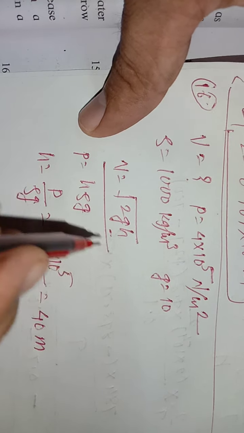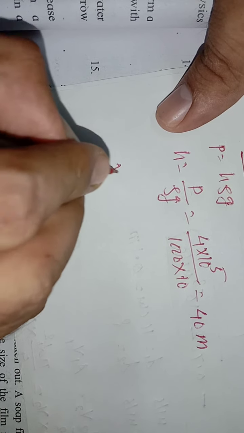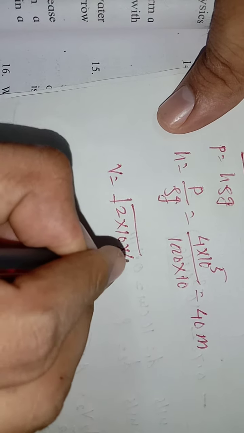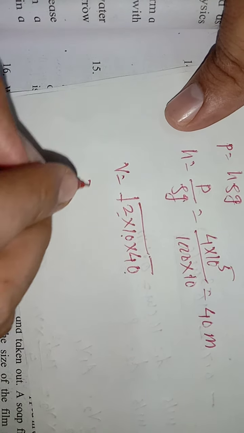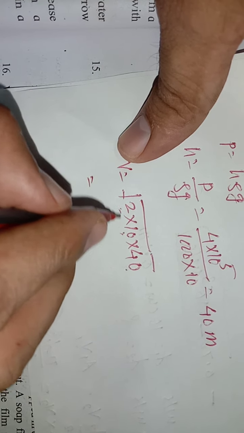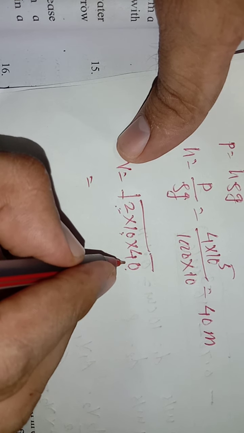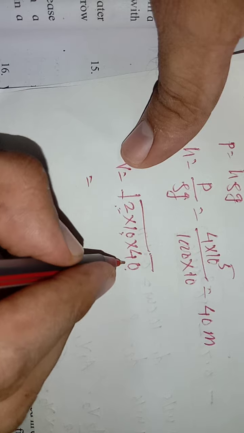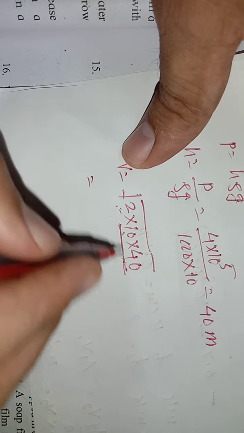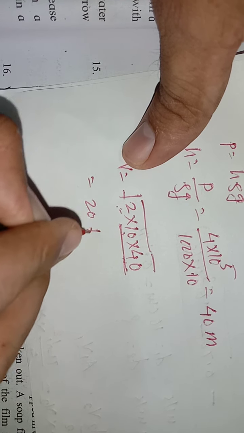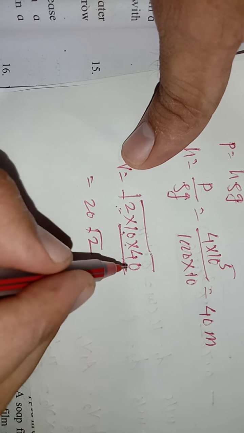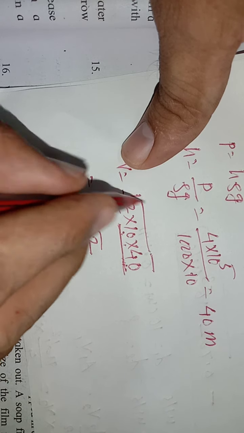Now we use this formula to get the velocity. So v is equal to under root 2gh, that is under root 2 into 10 into 40. So 2 into 10 is 20, into 40, that is 800. That means 400 into 2, the square of 20, so we can write it as 20 under root 2, because 10 into 40 is 400, and that is the square of 20, into root 2.